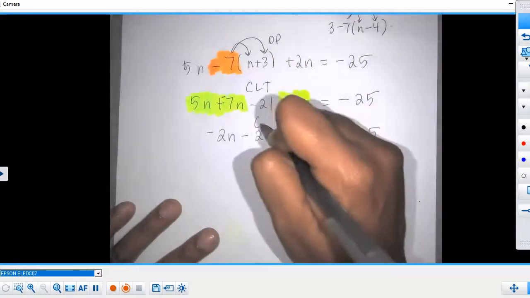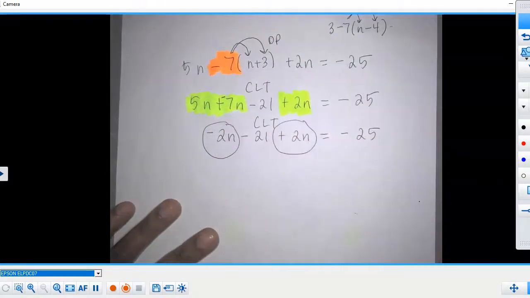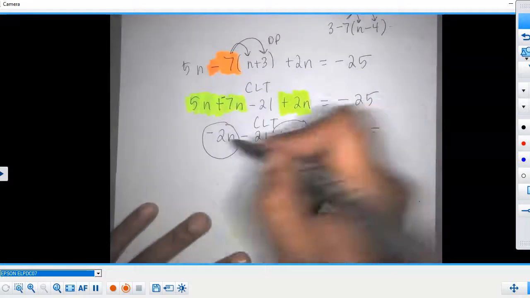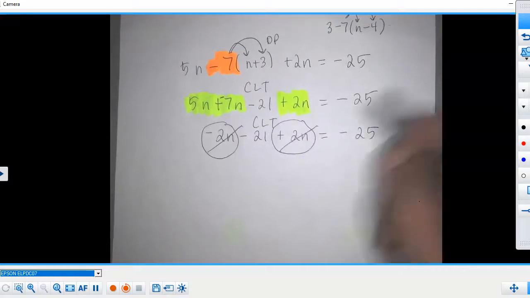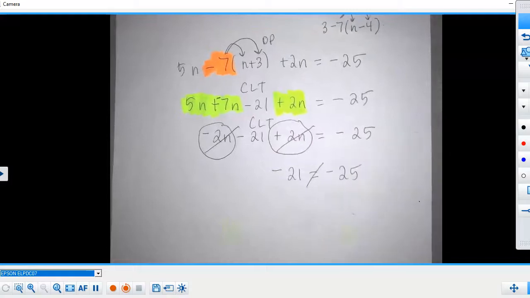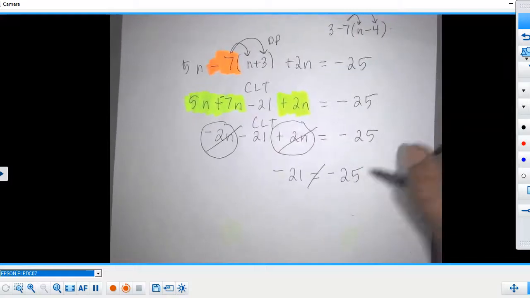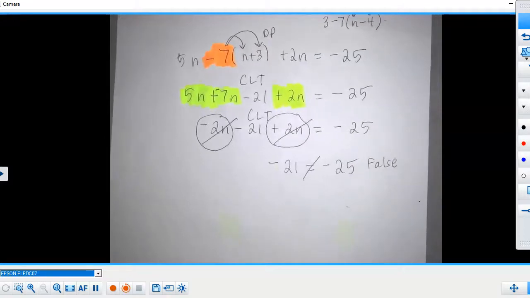And I still have another combine like terms because these two are like terms. I include the sign, and what do you notice? They're going to cancel out. That happens. And so now, is this a true or false statement? It's false. Negative 21 would never equal negative 25, so this is a false statement, so therefore this one has no solution.